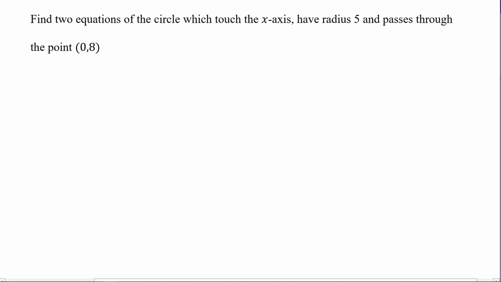Welcome. So we're going to answer this question before us. It says, find two equations of the circle which touch the x-axis, have a radius of 5, and pass through the point (0, 8). Okay, so a bit of a tricky question here.